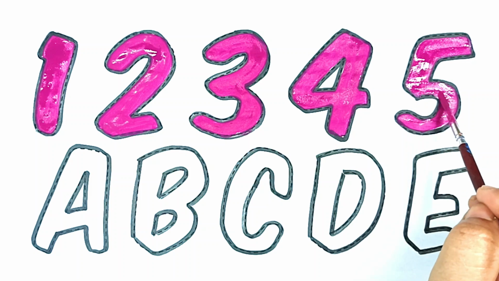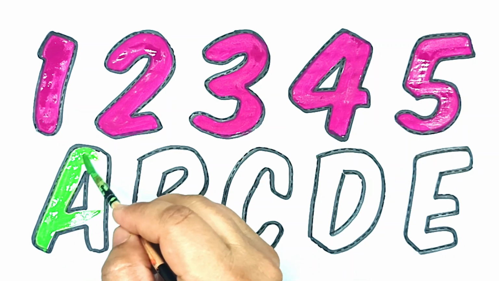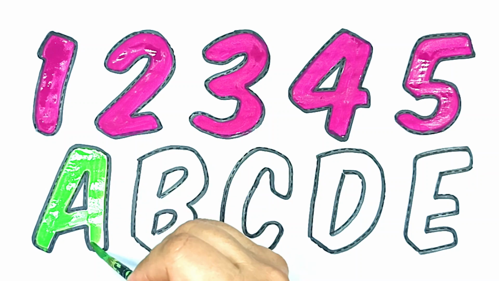5, 5 flowers bloom. Round and round, round and round, the wheels on the bus go round and round.